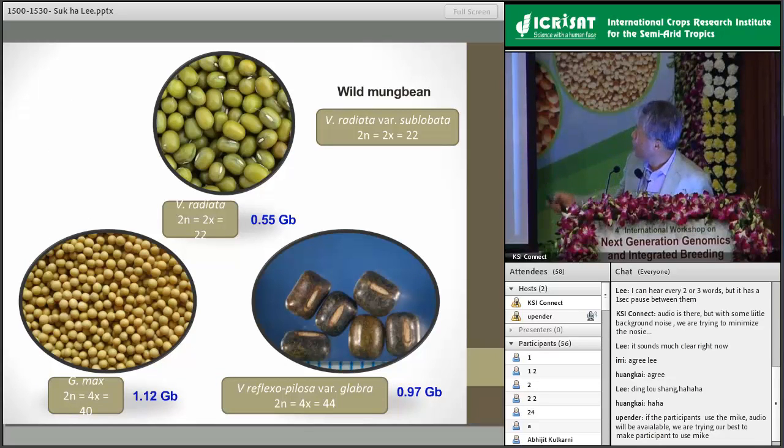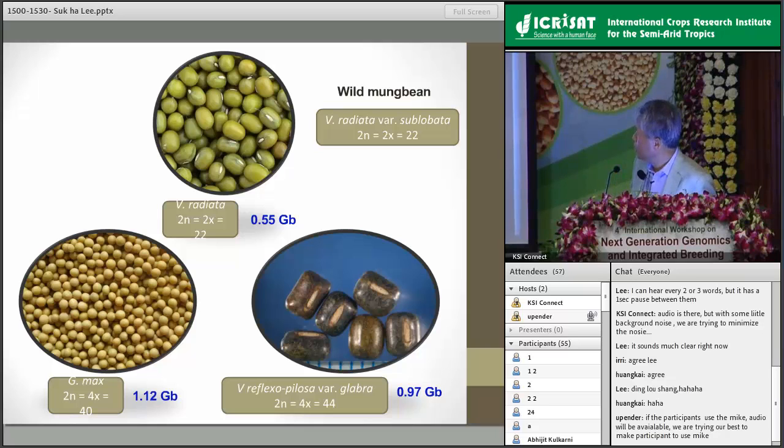For genome sequencing, let me introduce the genome of Vigna radiata. The diploid chromosome number is 22. The genome size is about 0.55 gigabase. For Glycine max, as you know very well, 2n is 40 and the genome size is 1.12 gigabase. So the genome size of Vigna radiata is half of Glycine max, based on the chromosome number and the genome size.